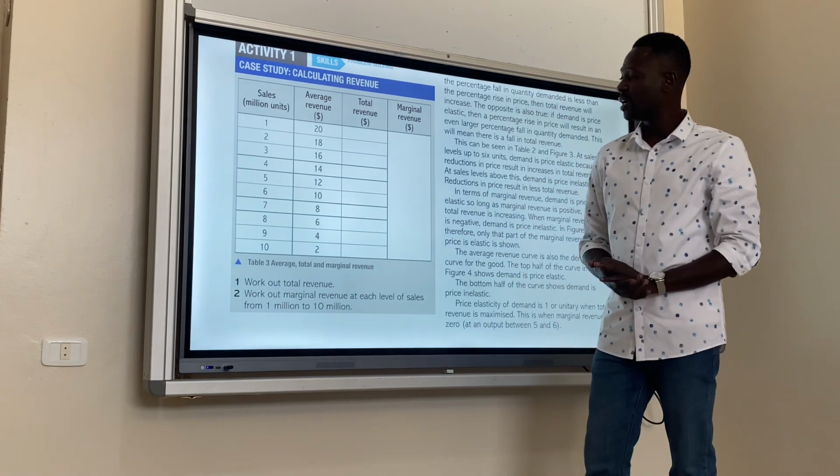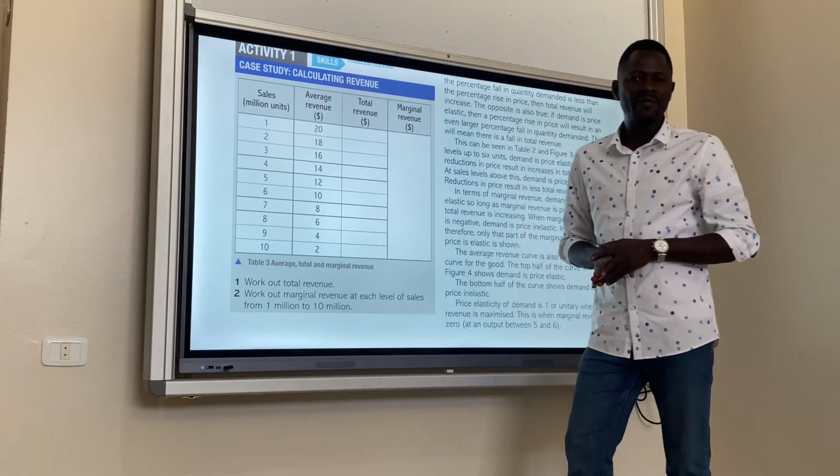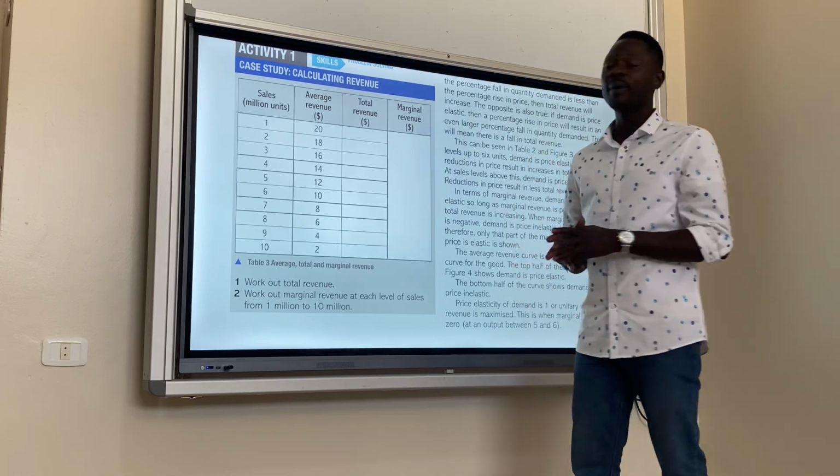I think the lesson is clear. So that's about average revenue, marginal revenue, and total revenue. In the next class, we're going to talk about revenue and price elasticity.